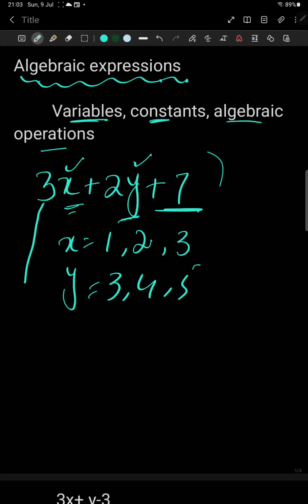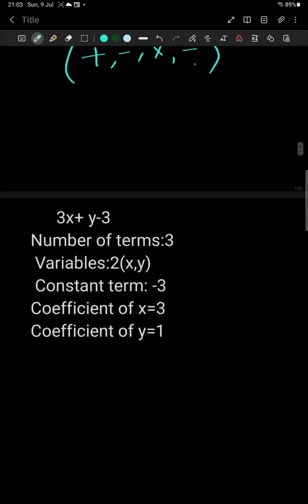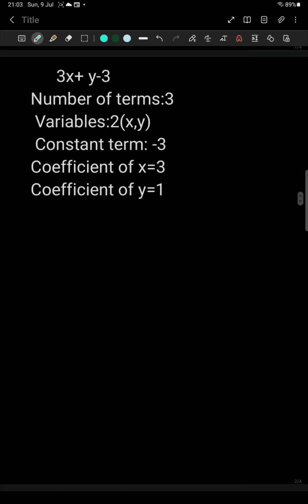So we have a combination of some variables, some constants and some algebraic operations. The operations may be plus, minus, multiply, division. These operations an algebraic expression may have. For instance, we have an algebraic expression like 3x plus y minus 3. This expression has two variables, x and y. And the constant term in it is minus 3.